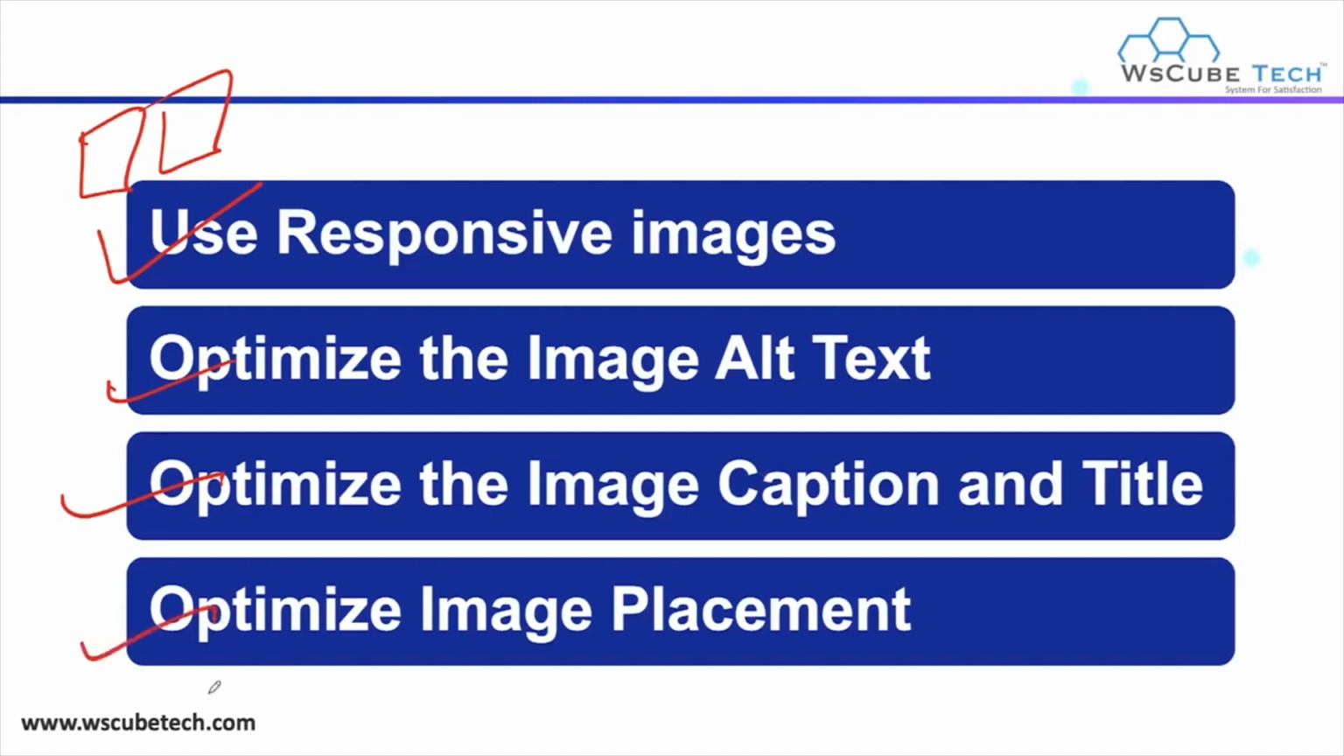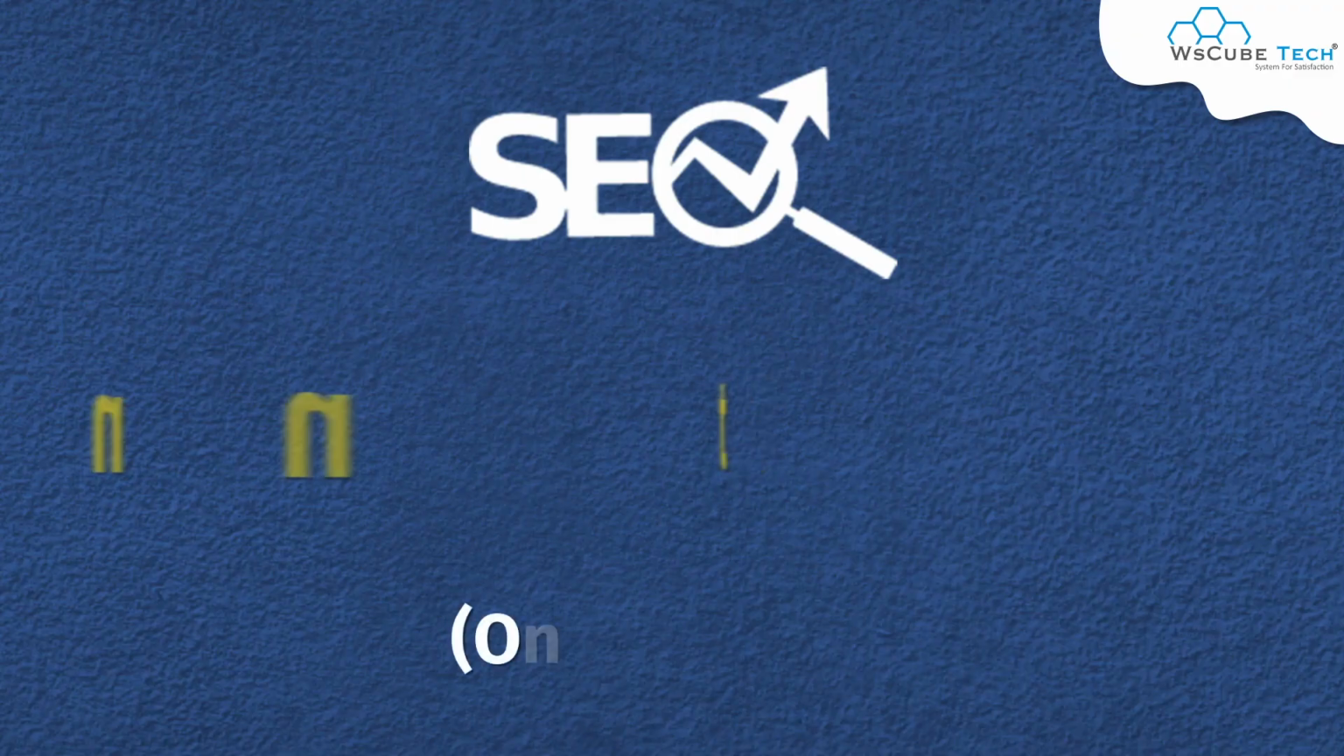Next we have optimize image placement. You can position your image anywhere you want on the page, but if you want a particular image to be taken into account by search engines as an important image of your content, then you need to add it closer to the top with the relevant alt text, image title and caption.